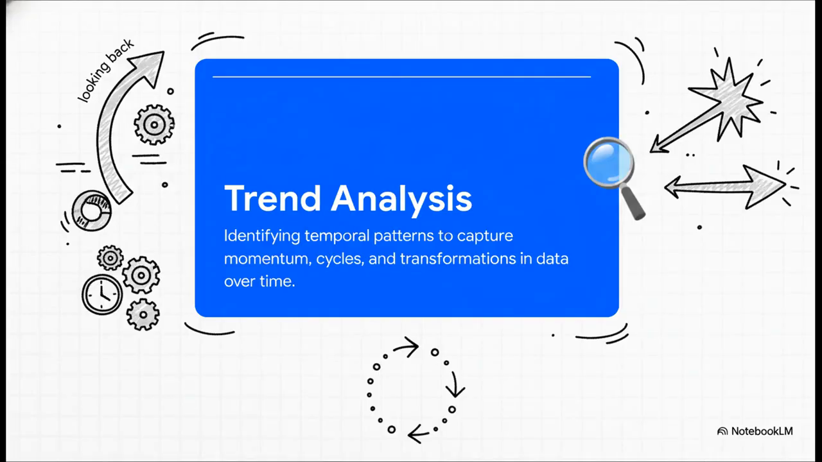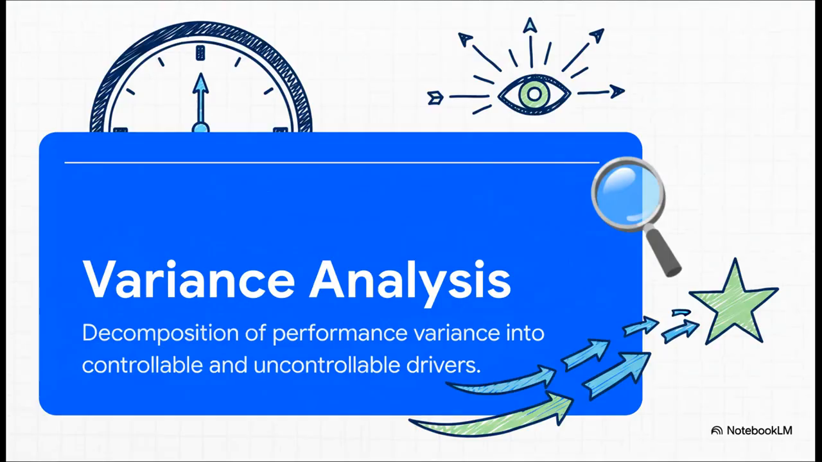So, one of the main ways you do this is with trend analysis. This is really just you being a data detective, looking for the story inside a timeline. Are sales climbing? Is there a pattern every summer? This is how you start to spot the momentum and the cycles that have brought you to where you are today. And then we have something called variance analysis.